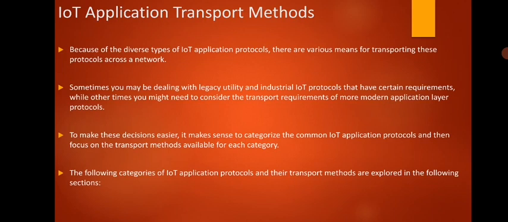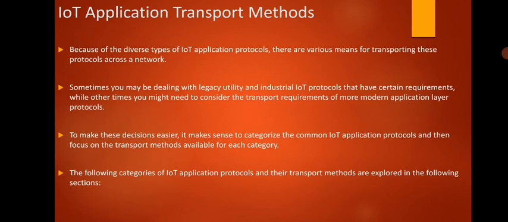Regarding the transport methods we are using, here we need to transfer the information from smart devices to the application layers. For that, we need to see what necessary aspects are involved and what different methods are available. Because of the diverse types of IoT application protocols, there are various means for transporting these protocols across a network.